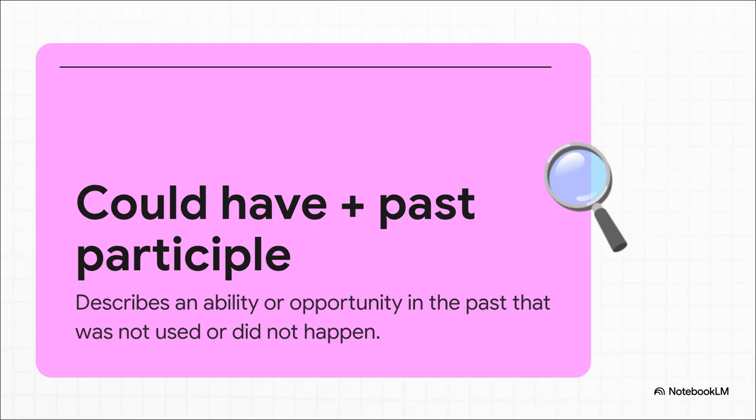So the grammar for this is could have plus the past participle. Words like gone, done, helped. And we use this exact structure to talk about a path we didn't take. It means you had the ability, the opportunity was right there in front of you, but you didn't do it. It's really the language of missed chances and what-ifs.